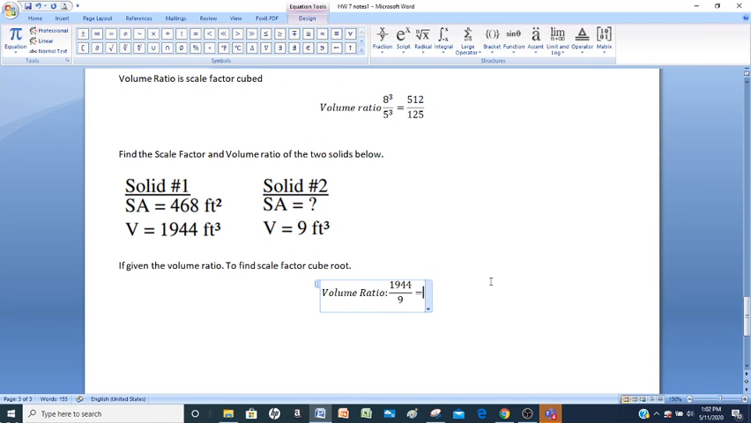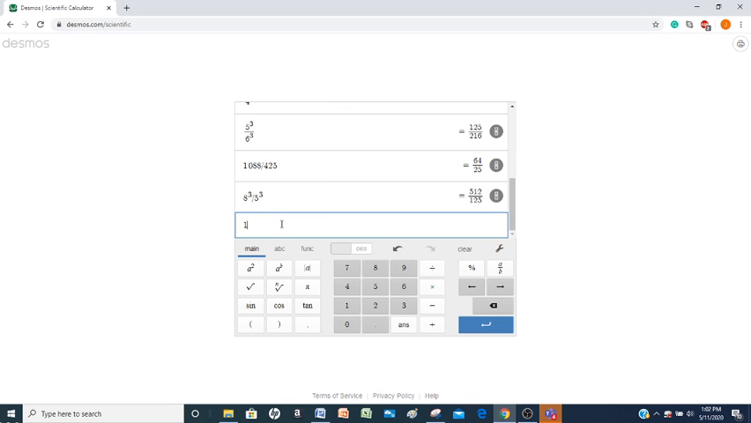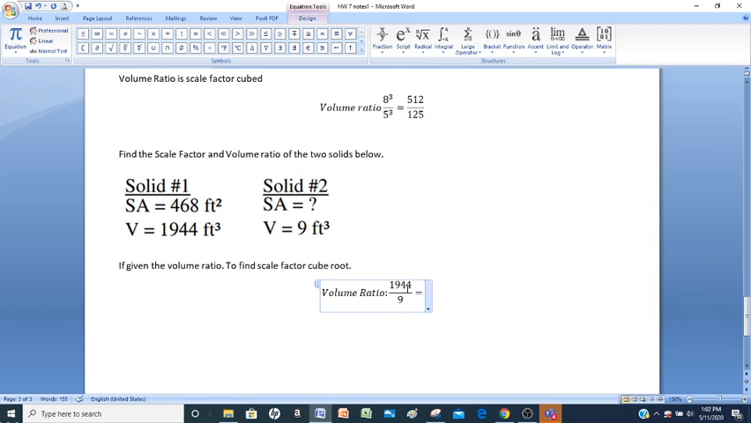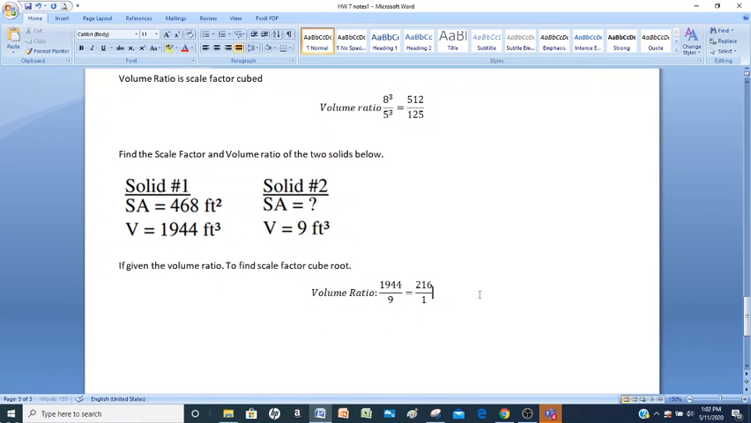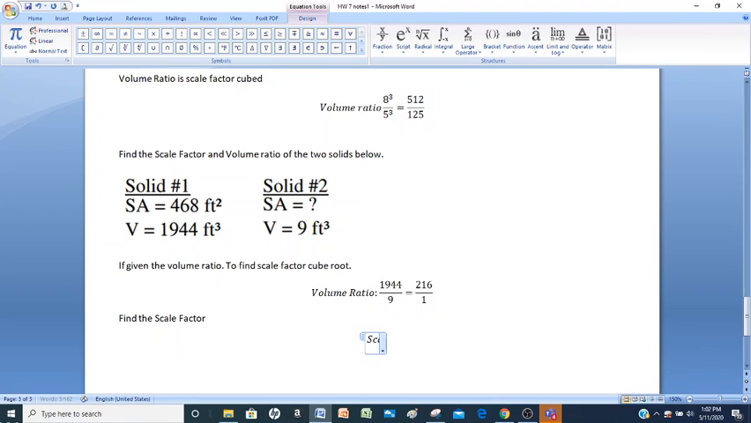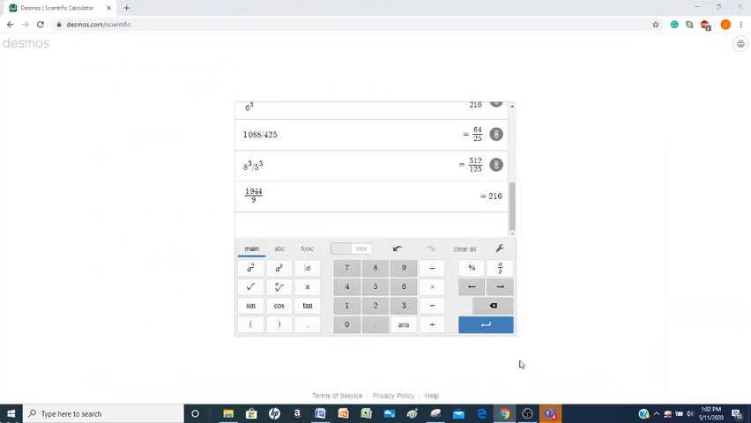So as of right now, our volume ratio is 1944 over 9. And again, the first thing I'm going to try to see is if I can even simplify this. So I'm going to use the calculator and see if this can get simplified. And look at that. It simplifies to 216 over 1, technically. So what I'm going to try to do now is find the scale factor by doing the cube root. I just need to find out if there's a cube root for 216. And there is, it's 6.